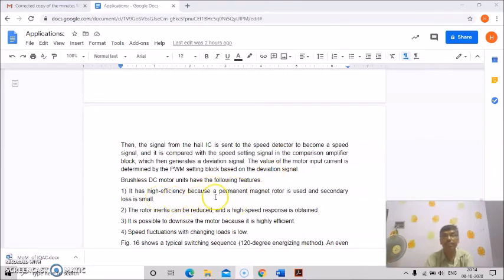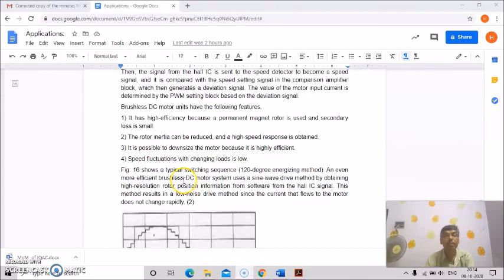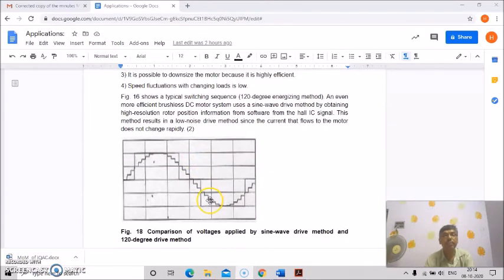So brushless DC motor units have the following features. It has high efficiency because a permanent magnet rotor is used and secondary loss is small, rotor inertia can be reduced, and a high speed response is obtained. And it is possible to downsize the motor because it is highly efficient, and speed fluctuation with changing loads is low.